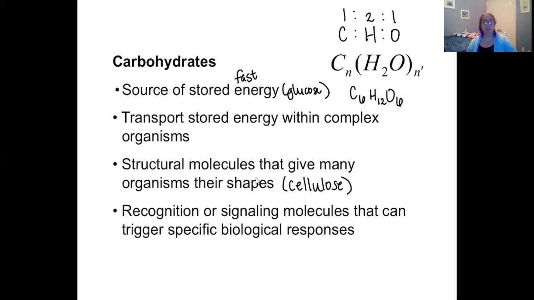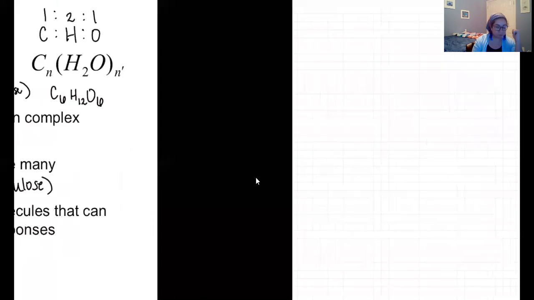And then we also talked about the function of recognition and signaling molecules that will trigger biological responses. The carbohydrate chains are on the plasma membrane. Typically the most well-known example is your blood type. So I'm just going to put A, B, O. Blood typing, those are carbohydrate chains, and we're going to talk more about those when we get to the unit on membranes.